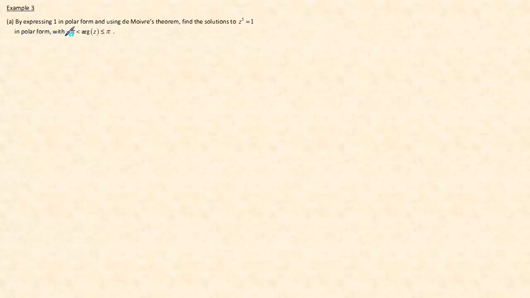By expressing 1 in polar form and using de Moivre's theorem, find the solutions to z to the 5 is 1 in polar form, with the arguments being between negative pi and pi. Well, we've always done that in previous examples, so that won't be an issue. So, z to the 5 is going to be cis 2n pi, where n is an integer.